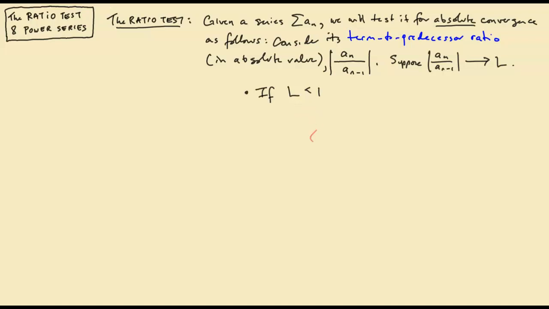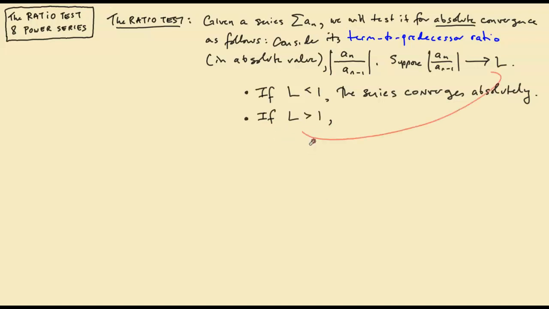If L is less than 1, that means that the term-to-predecessor ratio is approaching some constant that's less than 1. That means in the limit, our series looks geometric with that common ratio less than 1, so it's going to converge. And since we're doing everything in absolute value, the series converges absolutely. If that limit is greater than 1, what do you think happens?